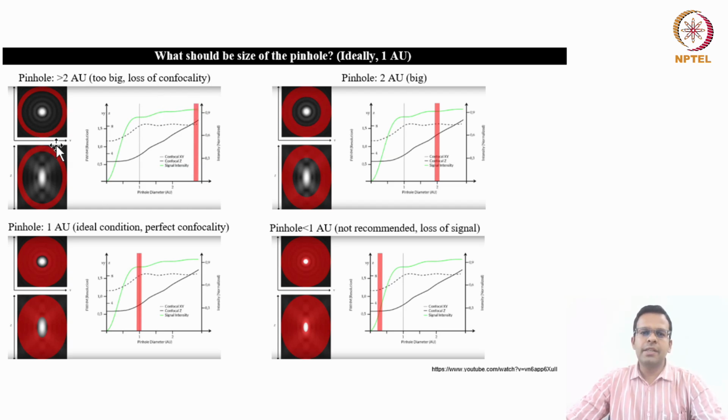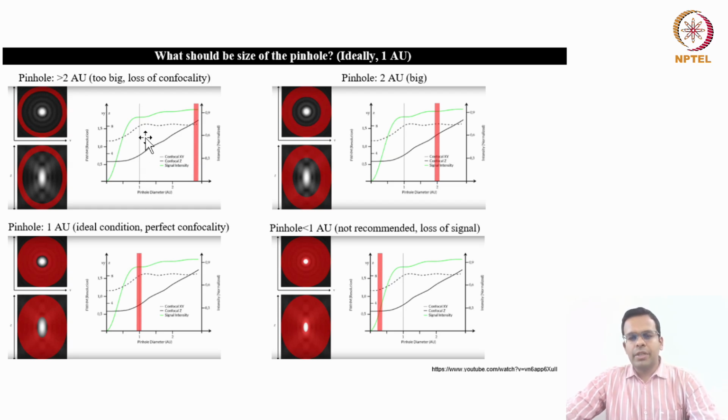Consider that this is the completely open pinhole, and on this side of the slide you can see the almost closed pinhole, which is less than 1 Airy unit. Now the pinhole is open for greater than 2 Airy units, so it is almost completely open. This graph is very important here. There are 3 lines you can see. The green line represents the signal intensity. Let me explain what is on the x and y axes.